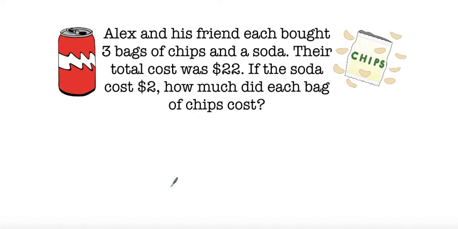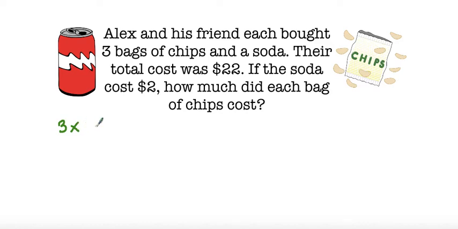All right, so Alex and his friend each bought 3 bags of chips and a soda. Their total cost was $22. If the soda cost $2, how much did each bag of chips cost? So Alex and his friend each bought 3 bags and a soda, and we don't know how much the 3 bags cost, so we could just write 3x.